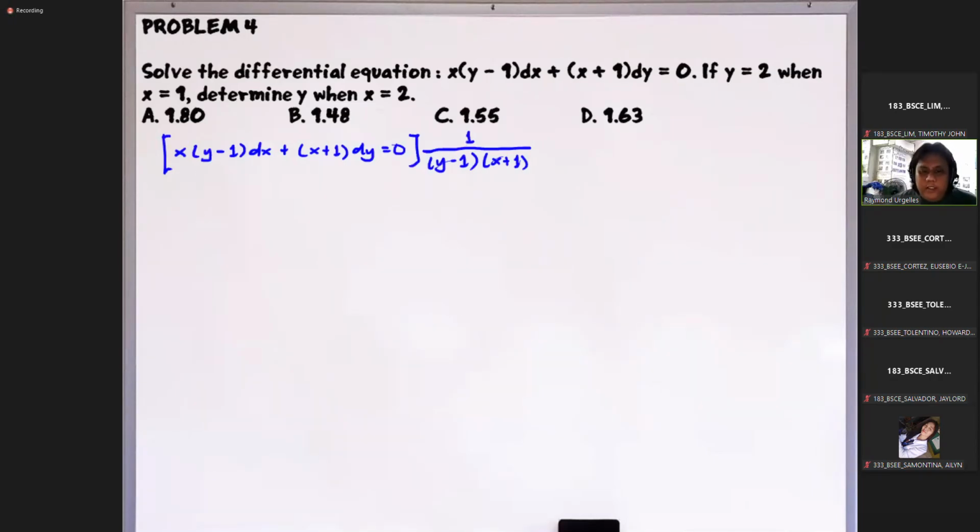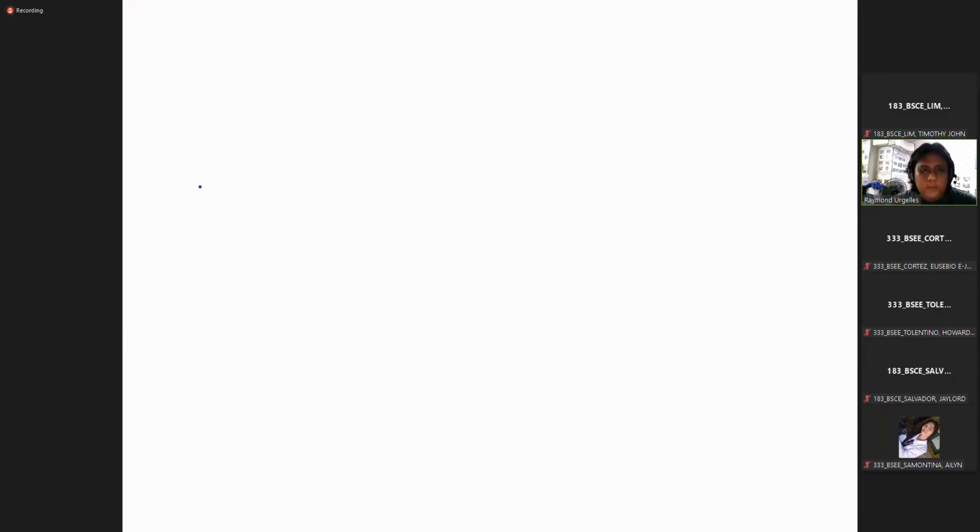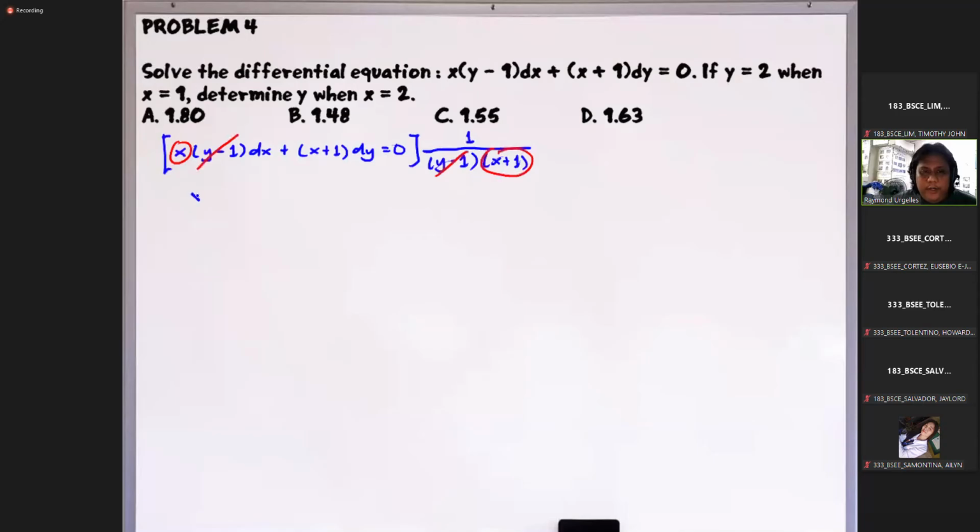So again, looking at the first equation, diba? First term natin, magka-cancel to. So kaya matitira sa atin is x over x plus 1. So this will be x over x plus 1, then this quantity dx, then plus.